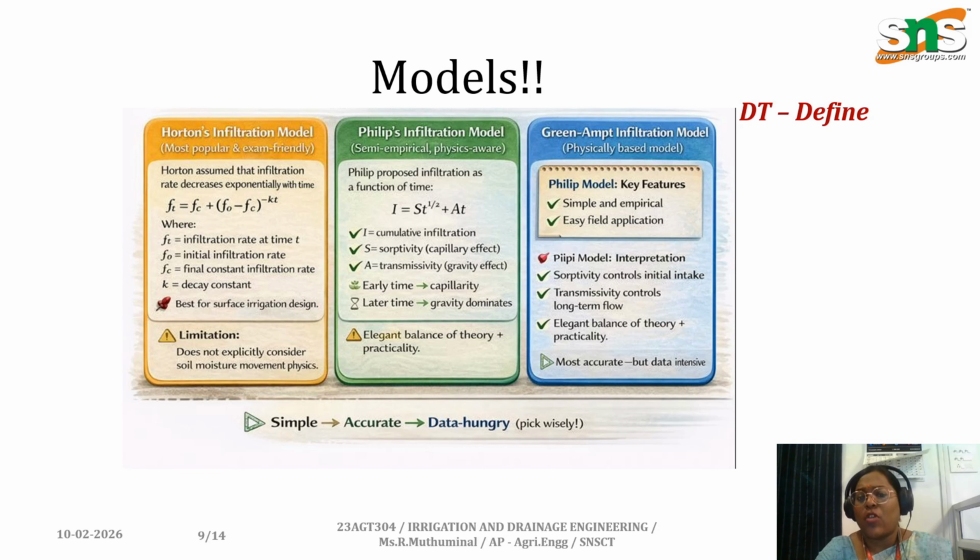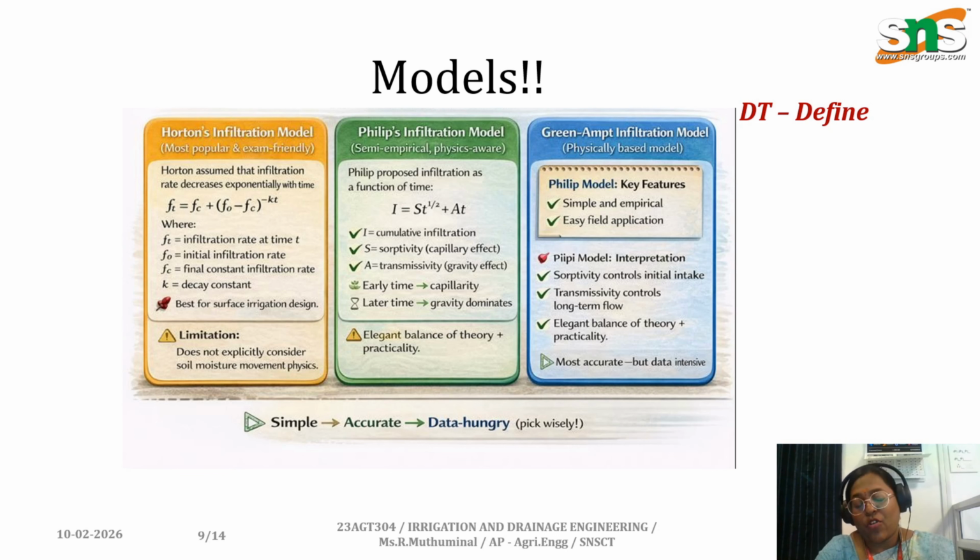Phillips infiltration model is semi-empirical and it is physics aware, so that it proposes infiltration as a function of time. It will give us a value of cumulative infiltration with the consideration of capillary effect and gravity effect. Early in time we could claim it as capillarity. Later in time the gravity dominates. So this model is an elegant balance of theory and practicality.